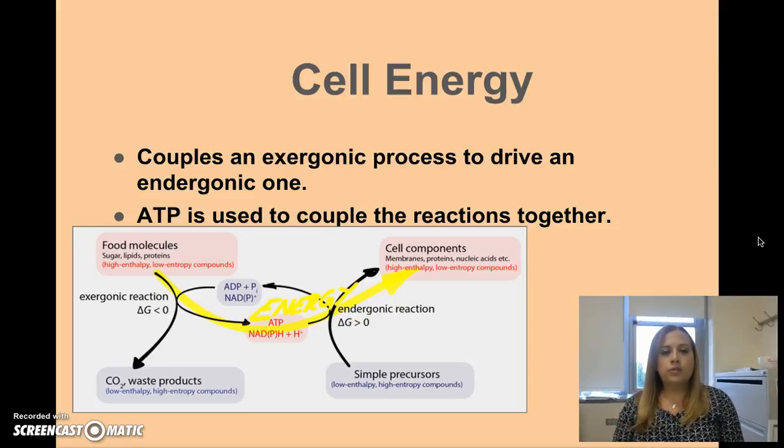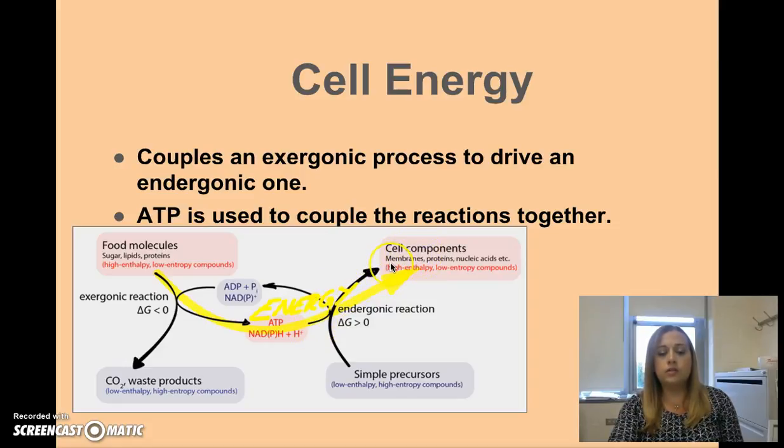And so what cells are able to do is couple an exergonic process to drive an endergonic one. So they take a process that releases energy and they use that to drive a process that requires energy. And so ATP is going to be used to couple these reactions together. And so here we have an example of an exergonic reaction. So we have food molecules that are going to need to be broken down. When those food molecules are broken down, you obviously release some carbon dioxide and some waste products, but you generate ATP in the process. And so here you have energy that is ATP that is being created that can move over here and actually power this endergonic reaction.